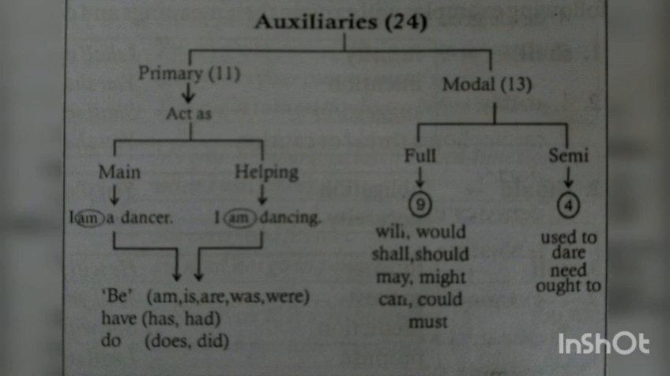What is there in the modal auxiliaries? We have 9 modal auxiliary verbs: shall, should, will, would, can, could, may, might, must. What are quasi or semi-modals? We have 4 quasi or semi-modals: ought to, used to, need, dare. All these 24 auxiliaries are called anomalous finites.